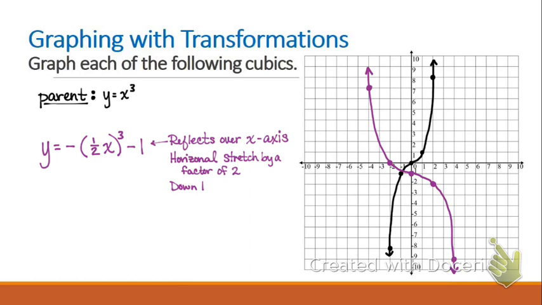Notice that because a cubic function is an odd function, a reflection over the x-axis looks exactly the same as a reflection over the y-axis. All right, square root transformations up next.